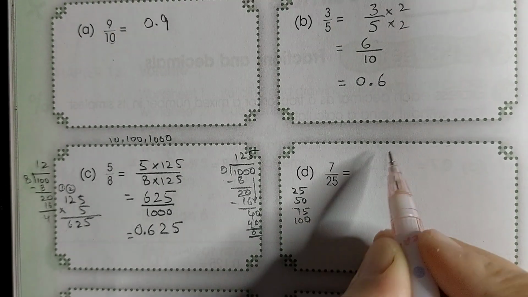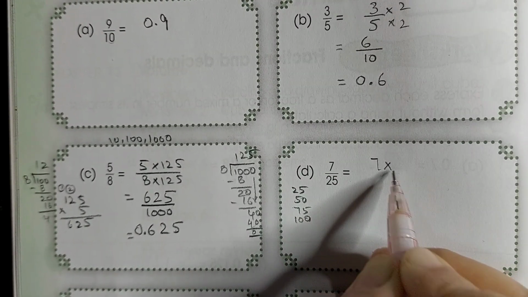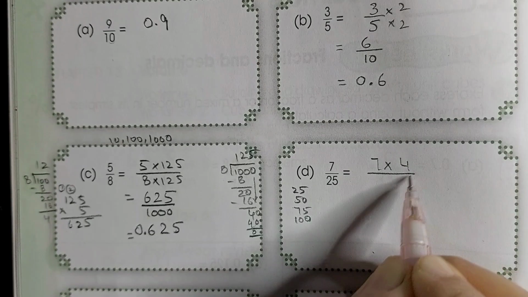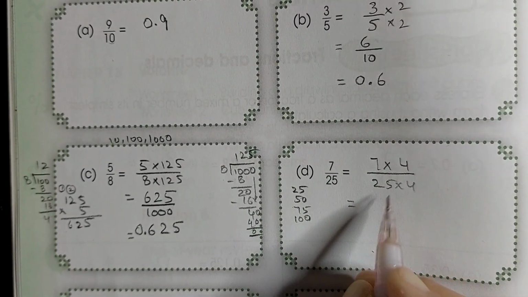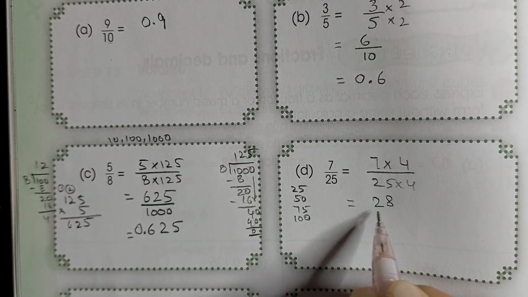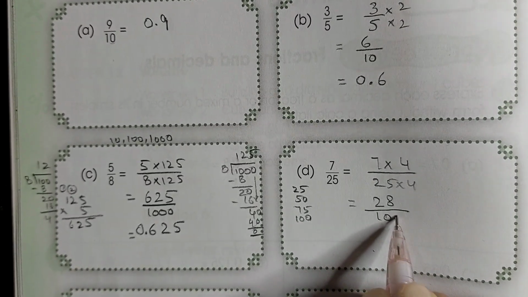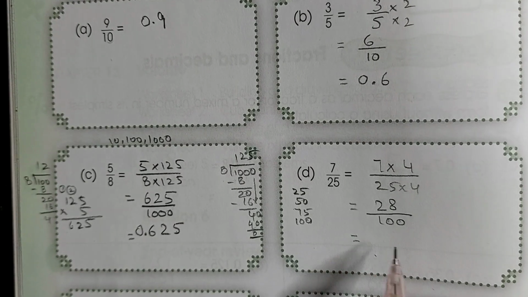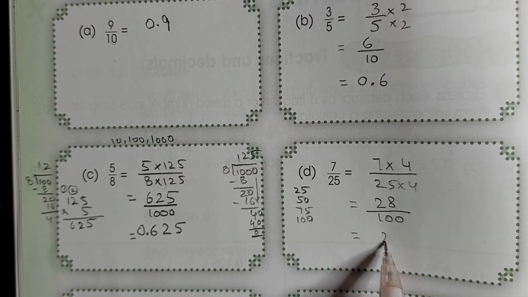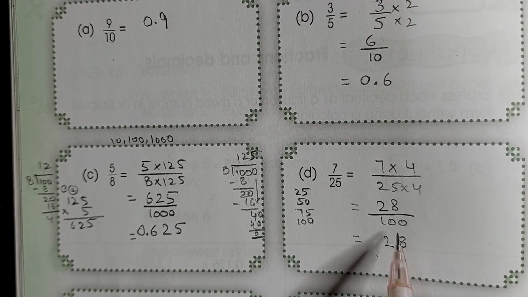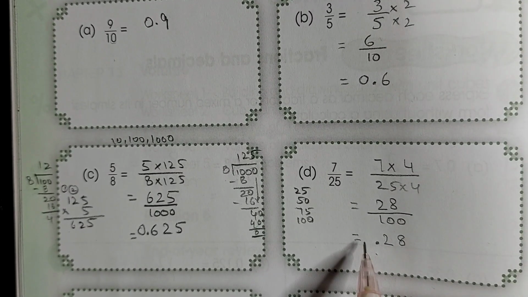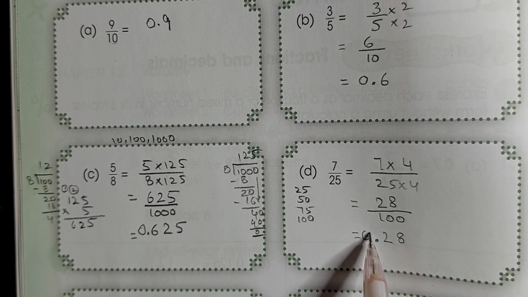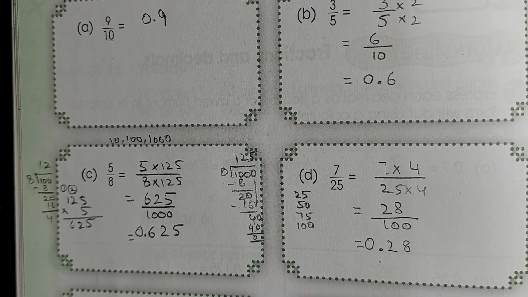So simply what we have to do? We have to multiply both the numbers with 4. 25 multiplied by 4, so that we will get 100 in the denominator. 7 4s are 28, and 100 here. Now after how many digits do we have to put the decimal? It would come after 2 digits because we have 2 zeros here: 1, 2. So here will come the decimal point. Now 0.28 is the decimal form for 7 upon 25.